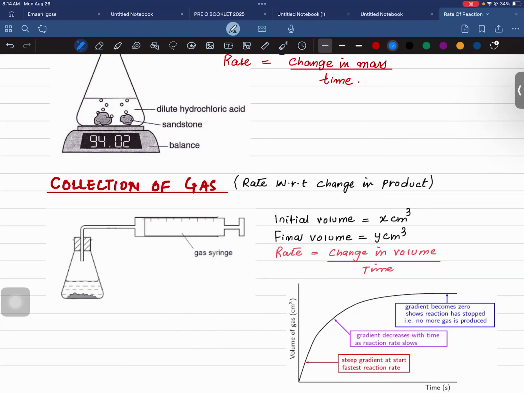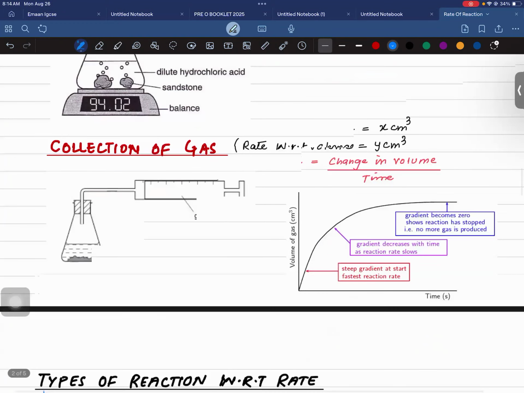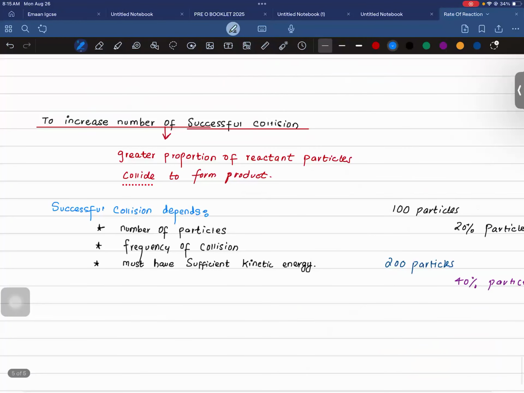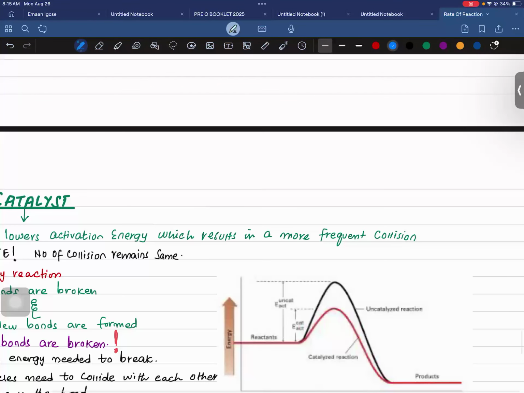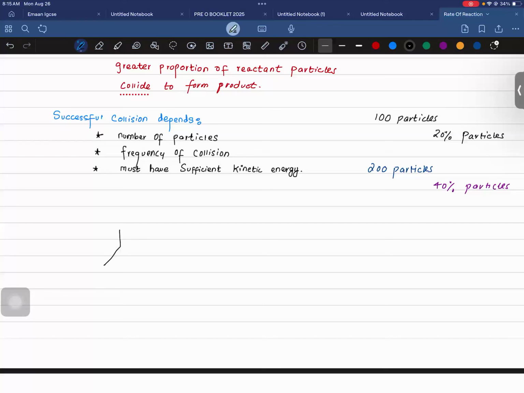Now, let's suppose I'm just doing the same experiment. I have taken this conical flask.